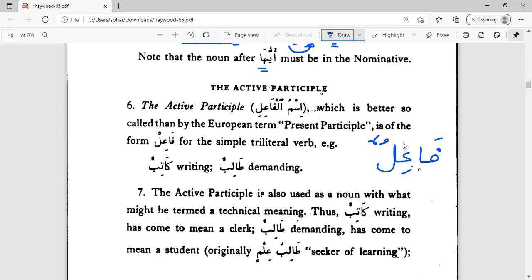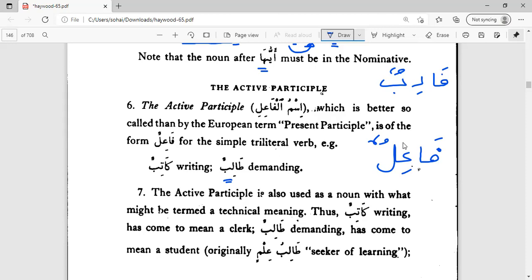Fa'ilun in Arabic means the doer, right? So on this scale, we have daraba yadribu, so we could have daribun. It means the hitter. Or talibun. Talaba yatlubu means demand or seek. Talibun means demander or seeker. We use it for student because a student seeks knowledge, right?